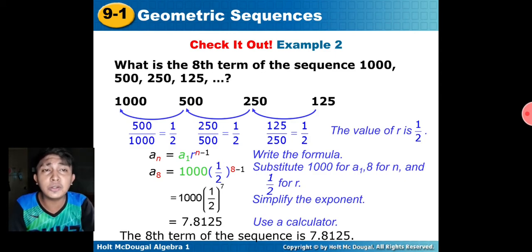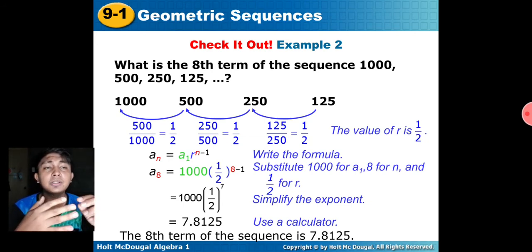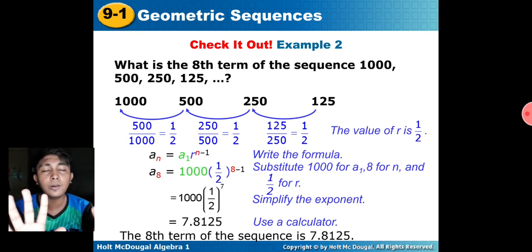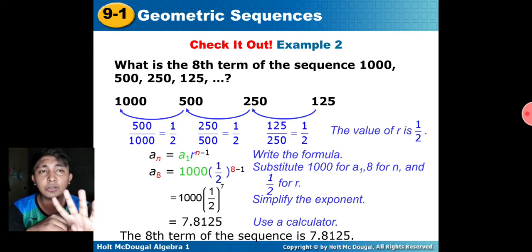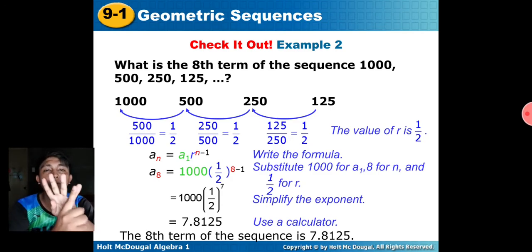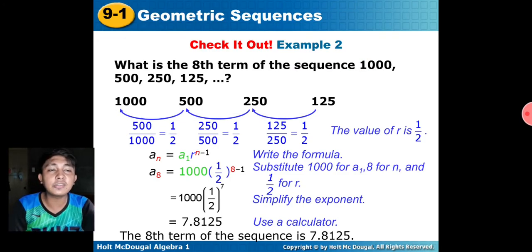Or kung gusto nyo ng mano-mano, si 125 to get the 5th term, divided by 2. Kasi kung times 1 half, pareho lang sa divided by 2. 1 half ni 125, divide mo hanggang sa pang-apat pa na term. Since apat yan, kailangan mo pa ng apat na term. 125 divided by 2, divided by 2, divided by 2, divided by 2. Then makukuha mo si 7.8125.